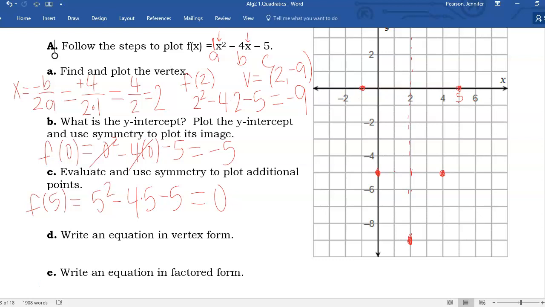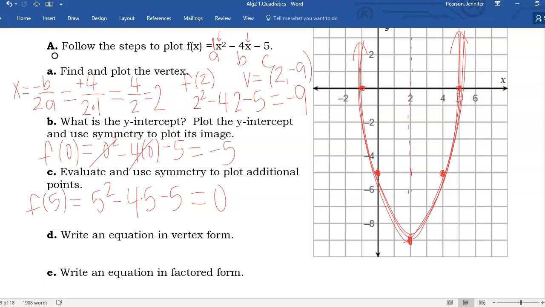So we're going to connect these with the nicest curve that we can. Ooh, that was not very good. You get the idea. That is my U shape, my vertex at 2, -9, and then back up again.